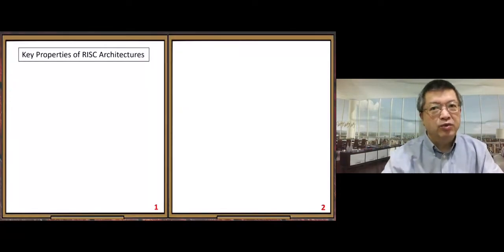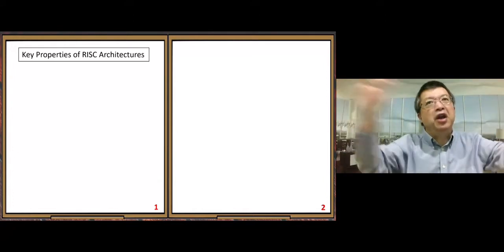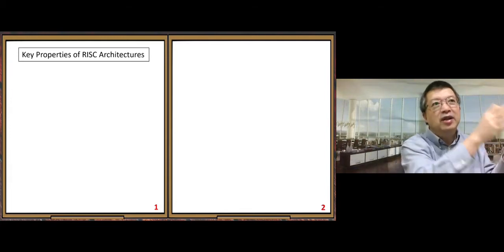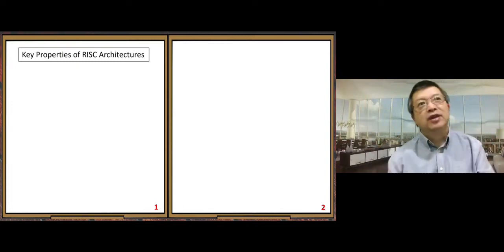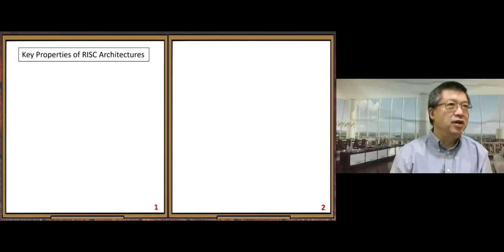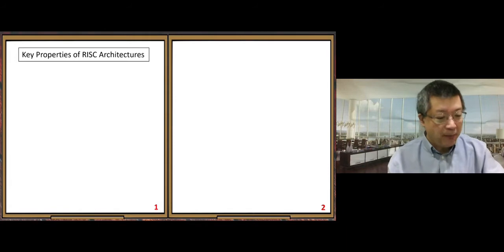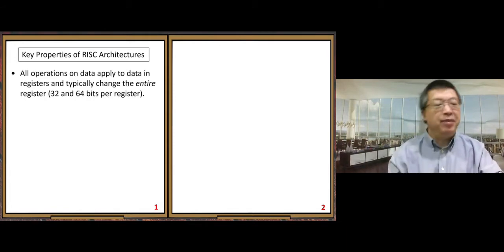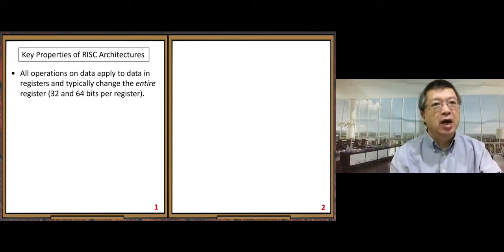Because RISC, we know it's a big class of architectures. Inside the RISC, there are ARM, MIPS, ARM, right? There are also other RISC architectures. It's a big class of architectures, but they share some common properties. So let's look at these basic common properties.